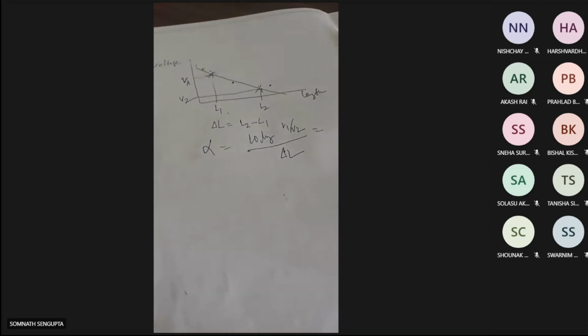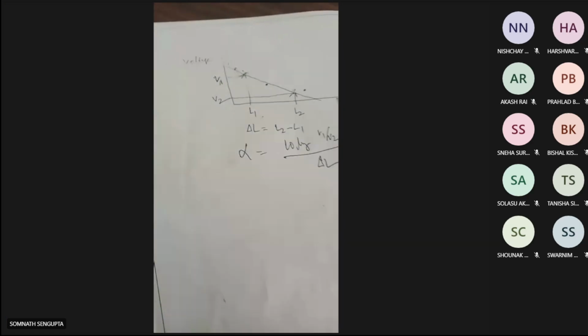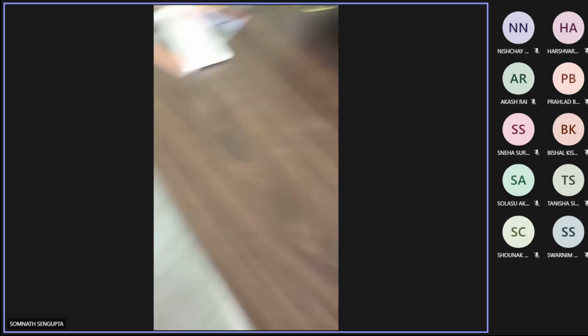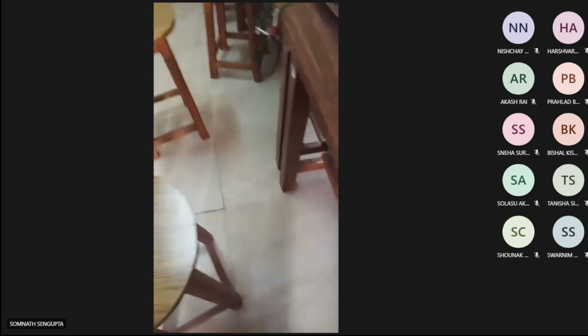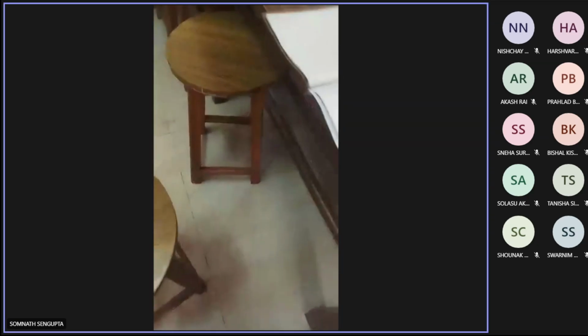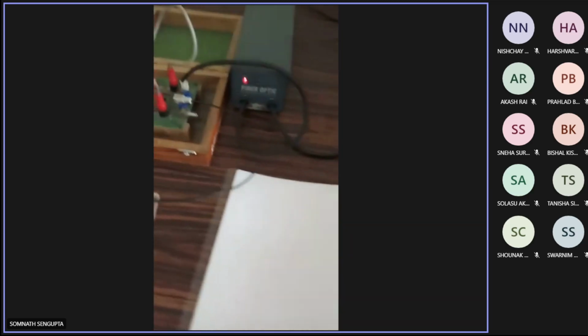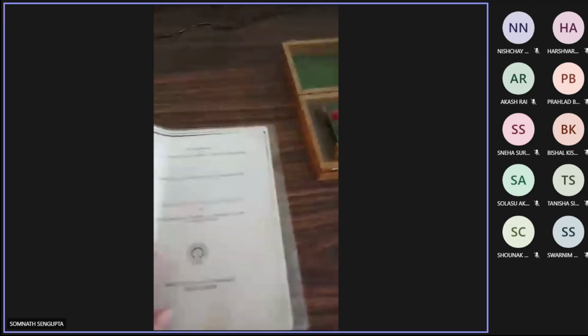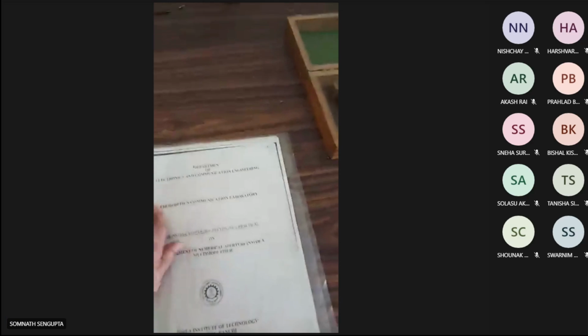Got it? Yes, sir. Okay. Now we'll move to the next experiment, that is fiber numerical aperture. Means in the same experiment, another part. So now you see numerical aperture. What do you mean by numerical aperture? Earlier we discussed it a lot.